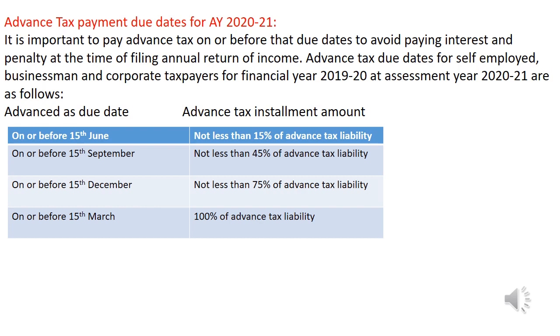On or before 15th June, the advance tax installment will be not less than 15% of the advance tax liability. On or before 15th September, not less than 45% of the advance tax liability. On or before 15th December, not less than 75% of the tax liability. And on or before 15th March, it is 100% of the advance tax liability. So every quarter the installment amount is 15%, 45%, 75% and then comes to 100%. In this way we can pay the advance tax due amount in 4 installments.